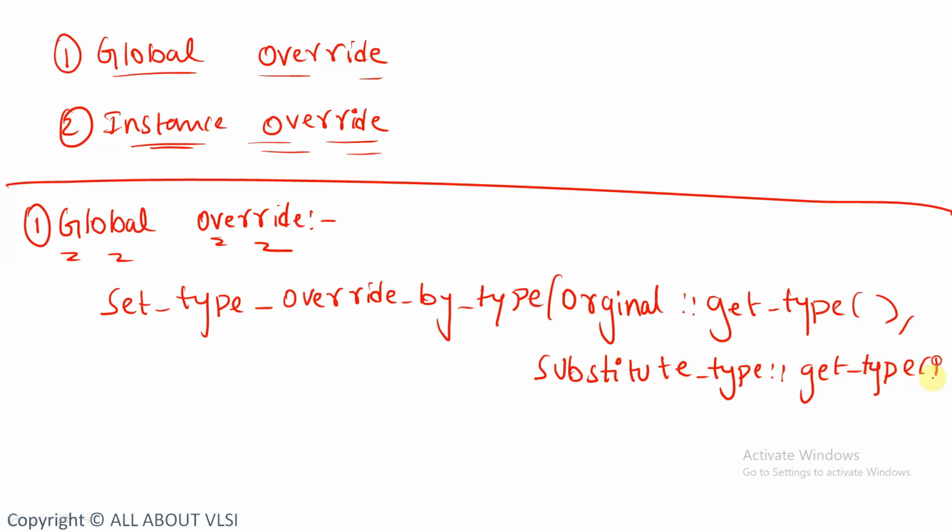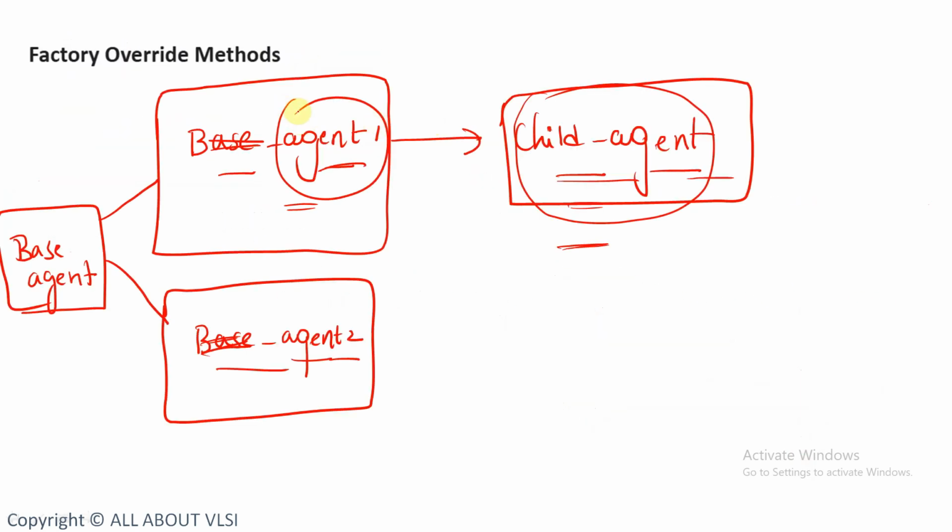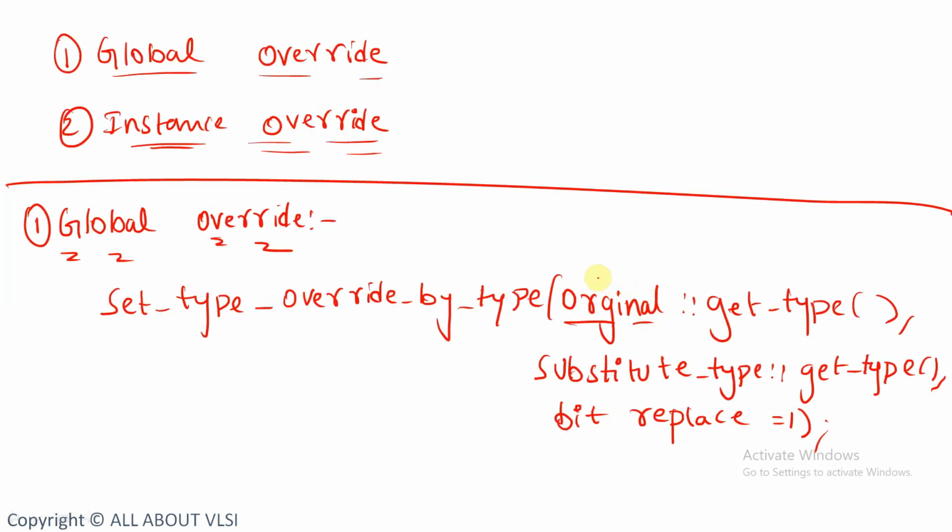Okay, so this is the syntax which we are going to follow, and there will be one more argument which is known as replace of type bit. Okay, this will be by default one. Now let's try to understand what this is. So here the original type is nothing but this one, the agent one and the agent two.